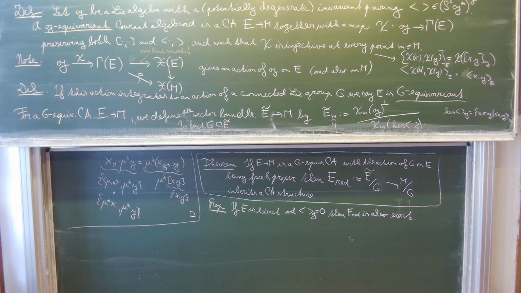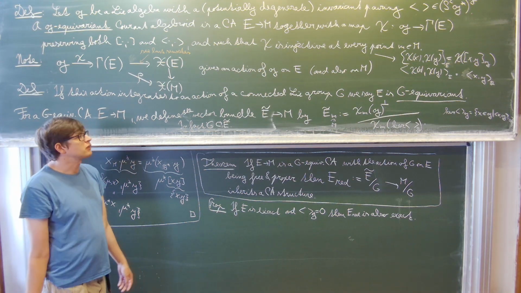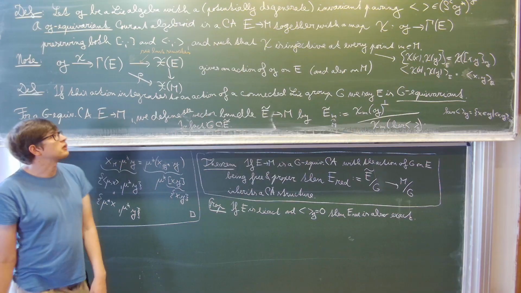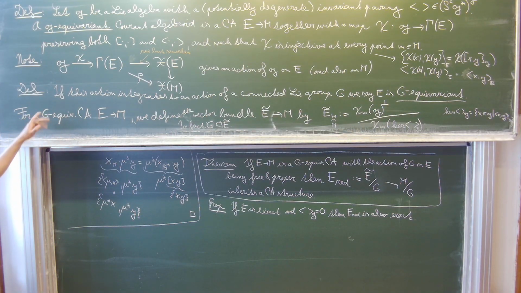So next time we will recall for a couple of minutes how Courant algebroids can be seen as symplectic graded manifolds, and then we will see how equivariance actually translates to a moment map condition on Courant algebroids. So yeah, thank you.